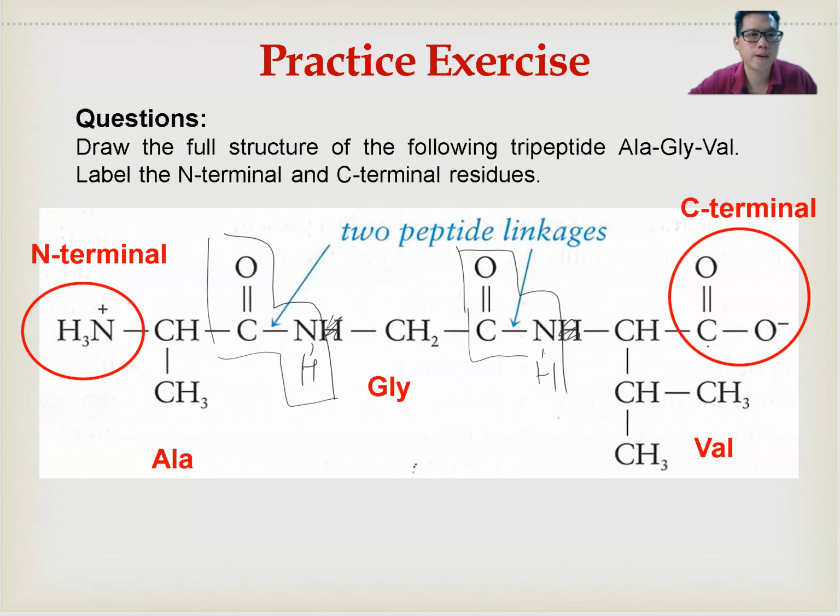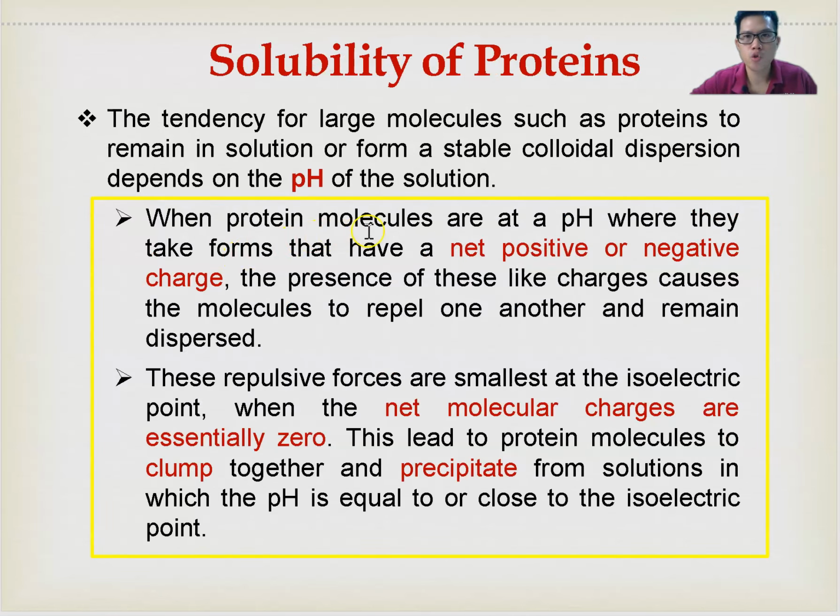pH changes here. And I can tell you now that the proteins most definitely have this kind of amino acids with the basic or the acidic side chain. The difference is just whether they have a lot or very little of these amino acids. So when the protein molecules are at the pH where they take a form that has a net positive or net negative charge, the presence of these like charges causes the molecules to repel one another and remain dispersed. And because of this net positive or negative charge, they can remain soluble in the solution. The solution can be water or something else here.